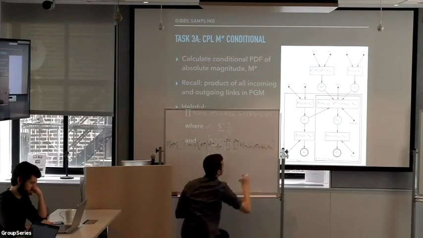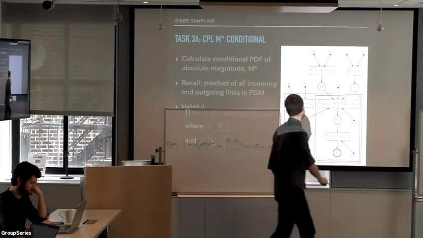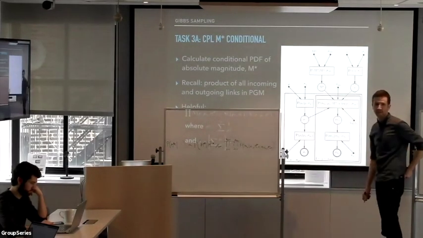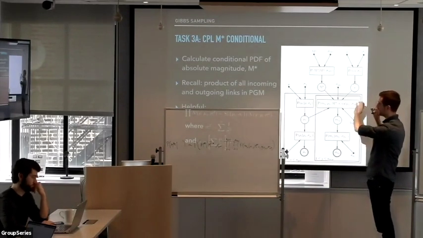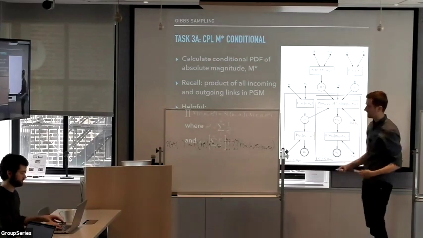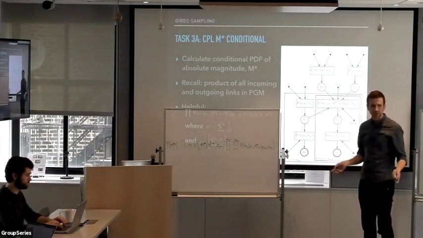Okay, so that's all the conditional distribution is. It's pretty simple to write that out from the network diagram. But then what do you actually want to do with it, right?